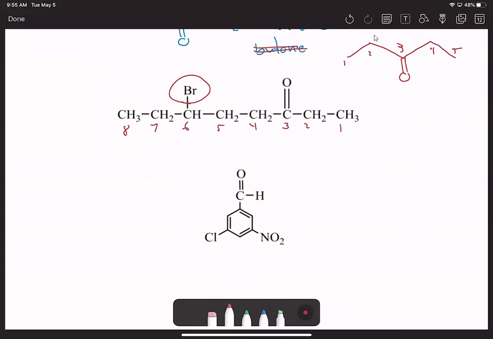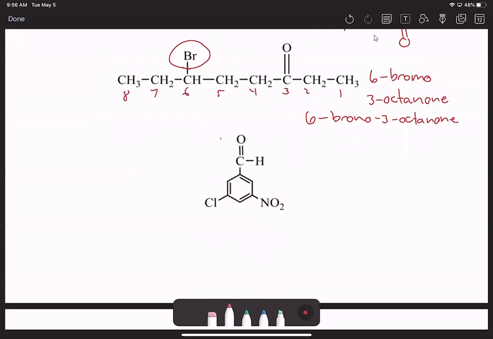On carbon number 6 we have bromo. On carbon number 3 is where we have that carbonyl. So instead of octane, we're going to go octane, drop the E, and write in ONE. So we write this as 6-bromo-3-octanone. And that's our structure there.